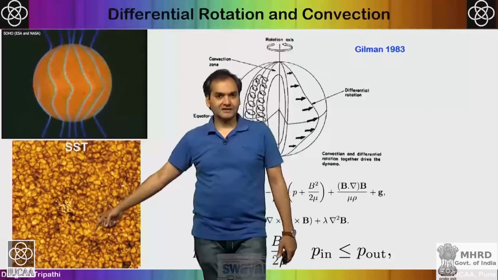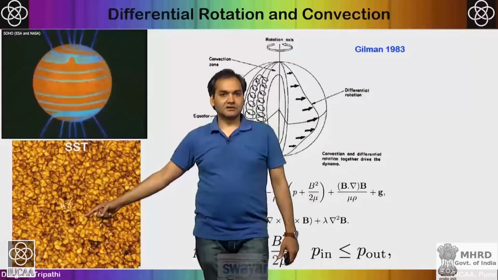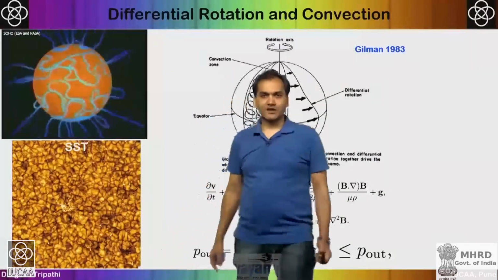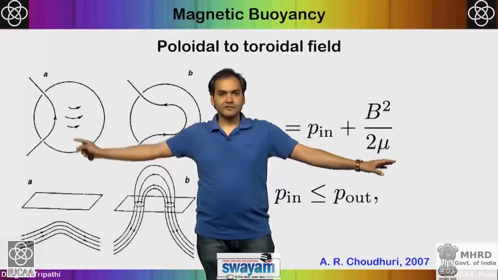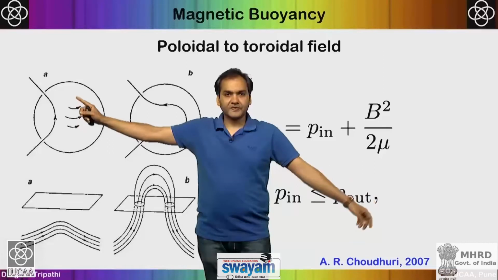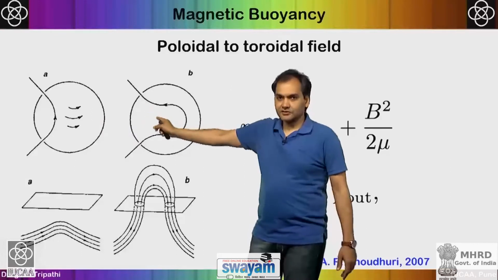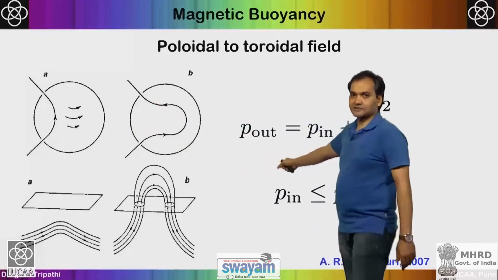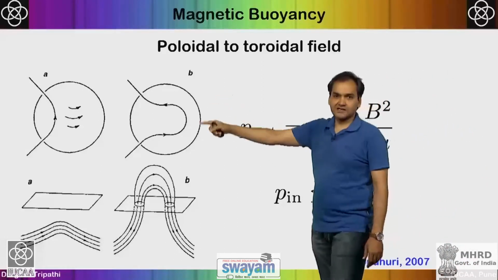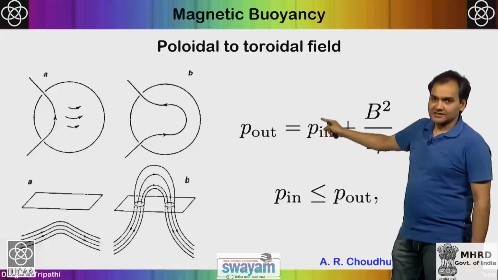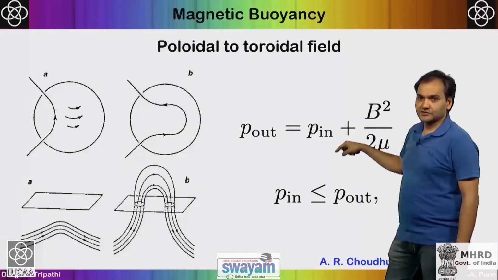Here is a representation. Whatever you see as white is coming between the convection in the network. They are the magnetic field regions. So, pictorially, the poloidal field changes because of differential rotation and is made into a toroidal field. If you take the pressure balance equation, the pressure outside has to be equal to the pressure inside the flux tube, which becomes a toroid here, and since it has magnetic field, it is p plus B squared over 2 mu.